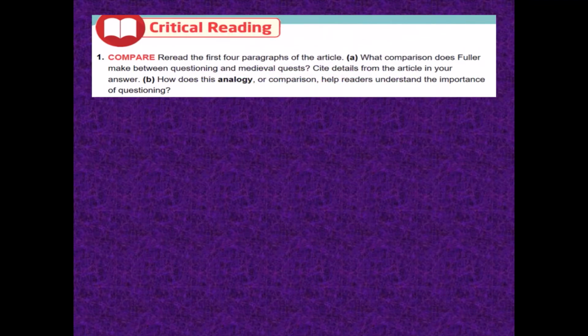Let us move on to critical reading questions. Let us have number 1, and let us compare. Reread the first 4 paragraphs of the article. Letter A. What comparison does Fuller make between questioning and medieval quest? Cite details from the article in your answer. Do you have an idea about letter A?